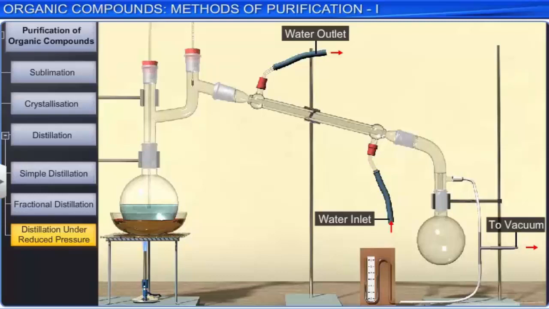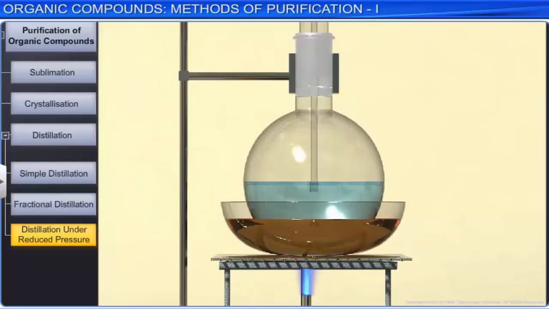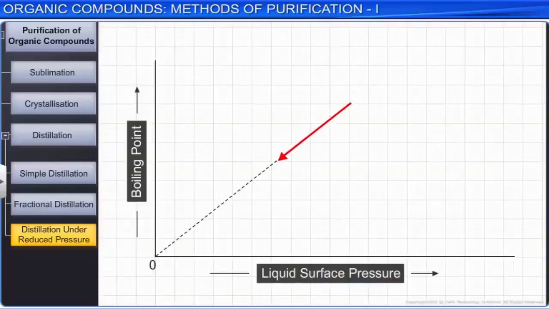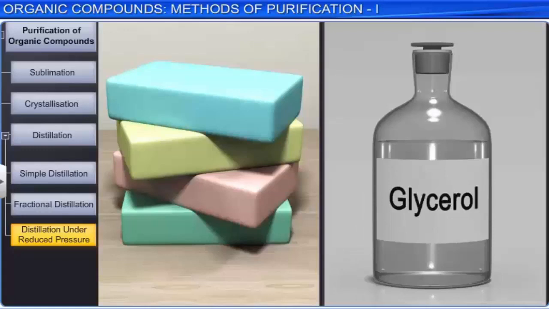In the case of liquids with very high boiling points and liquids that decompose below their boiling points or at their boiling points, another method called distillation under reduced pressure is used for purification. In this method, the pressure on the liquids is reduced with the help of a water pump or a vacuum pump. As we know, a liquid starts to boil when its vapor pressure becomes equal to the external pressure. Thus, reducing the pressure on the liquid surface reduces the boiling point of the liquid. In soap industries, glycerol is separated from spent lye using this method.